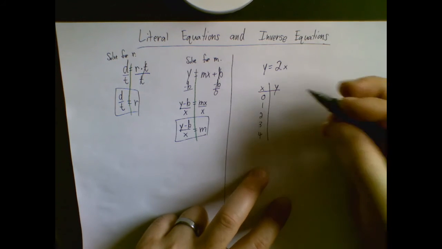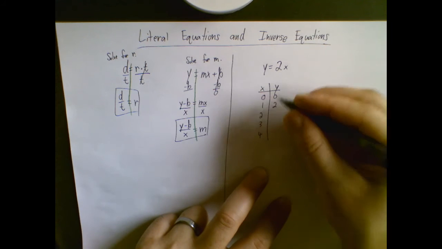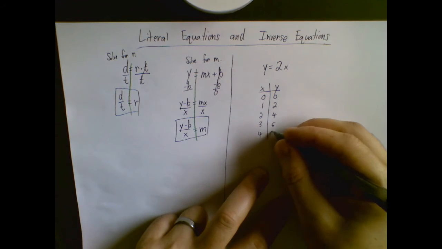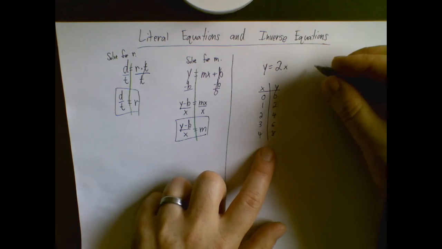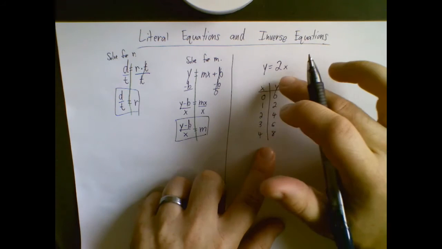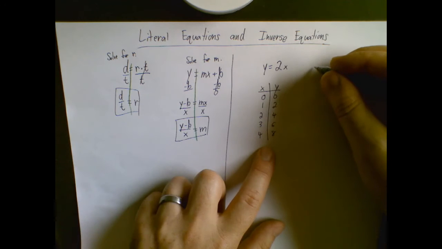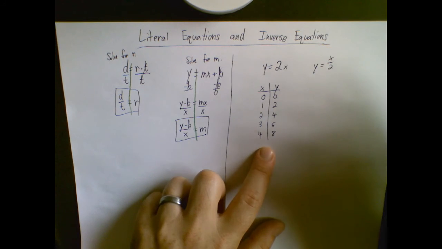What's 0 times 2? 0. 1 times 2, 2. 2 times 2, 4. 3 times 2 is 6. And 4 times 2 is 8. Okay. We're going to come back to this in a second. My inverse one would be exactly the opposite. Instead of multiplying by 2, it's going to divide by 2. So it'd be y equals x divided by 2.